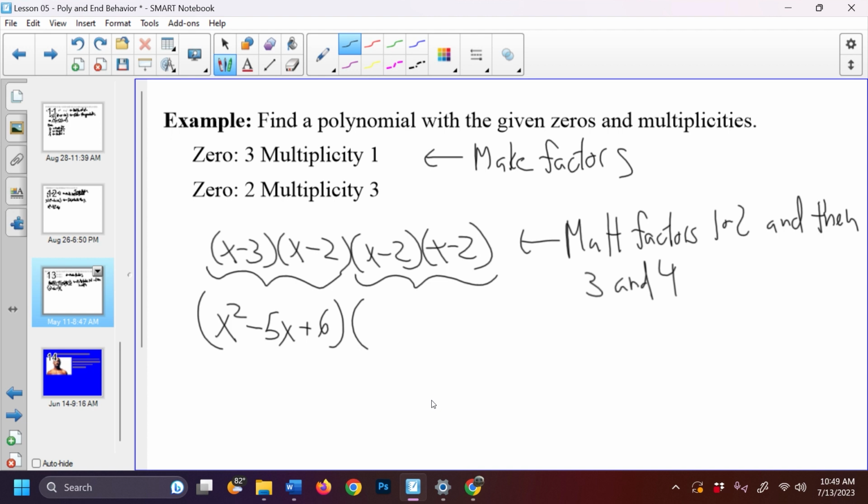Multiplying the second two factors, x times x is x squared. X times negative 2 is negative 2x. Negative 2 times x is another negative 2x, giving me negative 4x. And then negative 2 times negative 2 is positive 4. And here we're just going to distribute.